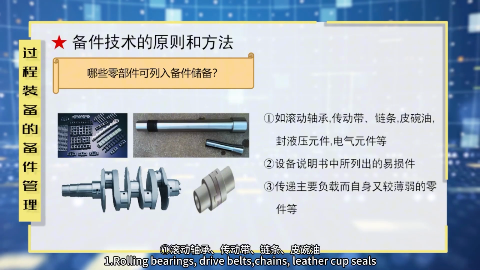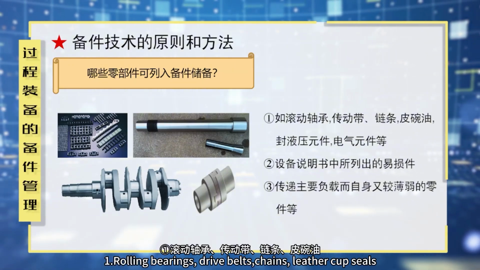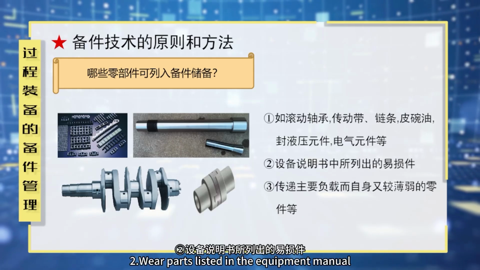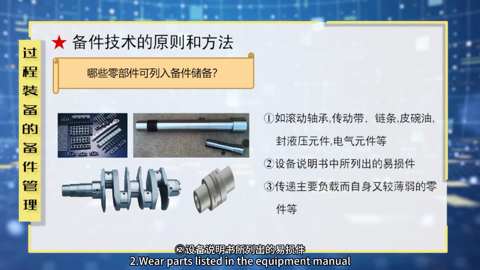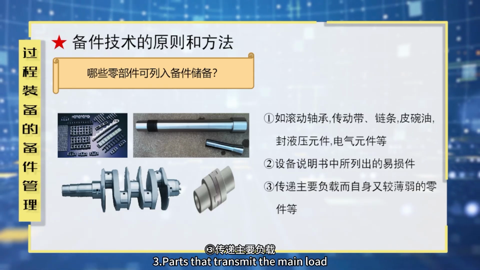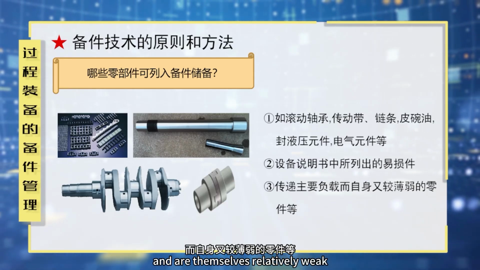First, rolling bearings, drive belts, chains, leather cup seals, hydraulic components, and electrical components. Second, wear parts listed in the equipment manual. Third, parts that transmit the main load and are themselves relatively weak.